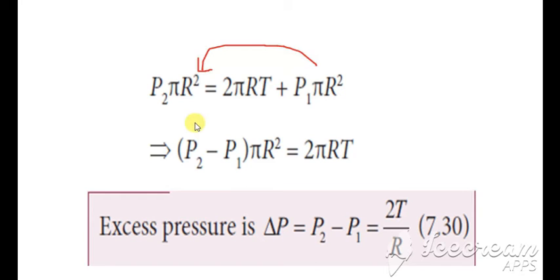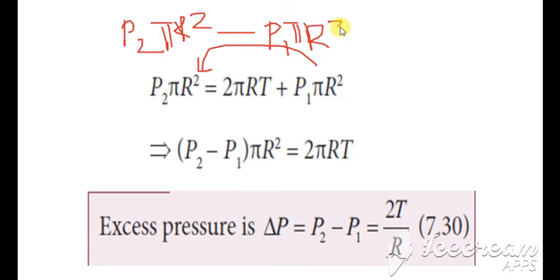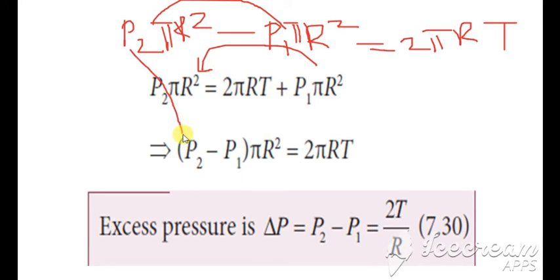Okay, bring this term to the other side. So we get P2 into pi r square minus P1 into pi r square, because plus will become minus when bringing to the other side, which is equal to this side, where we have the same term as it is, 2 pi r into T. In this, pi r square is common, so pi r square is taken out, so remaining is P2 minus P1. Now both sides cancel the value of pi, and one value of r gets cancelled. We have only one r and P2 minus P1.